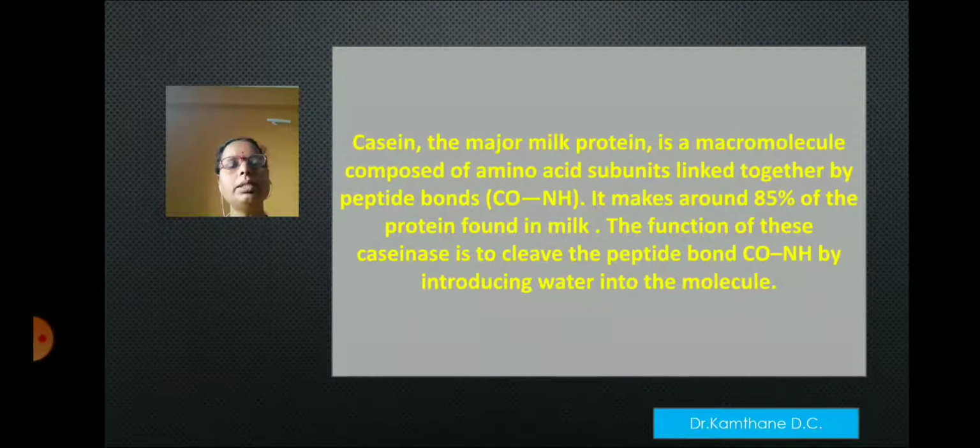Casein is the major milk protein. It is a macromolecule composed of amino acid subunits linked together by peptide bonds. It is 85% of the protein found in milk. The function of caseinase is to break the peptide bond and to introduce a water molecule.